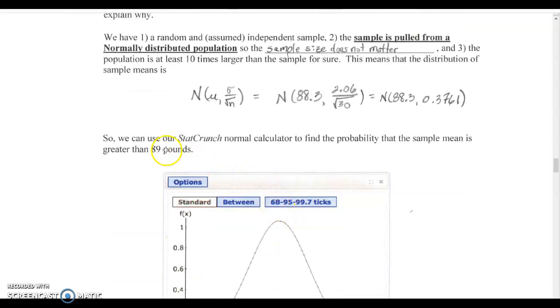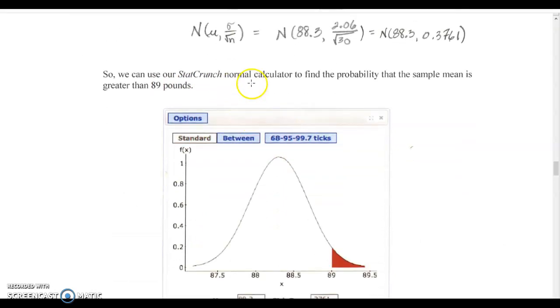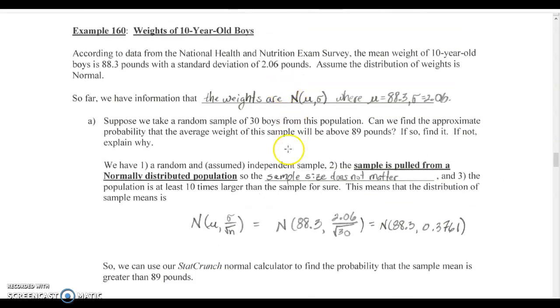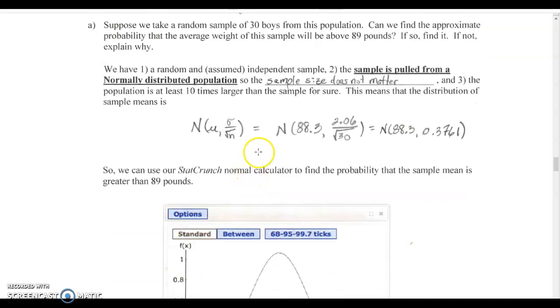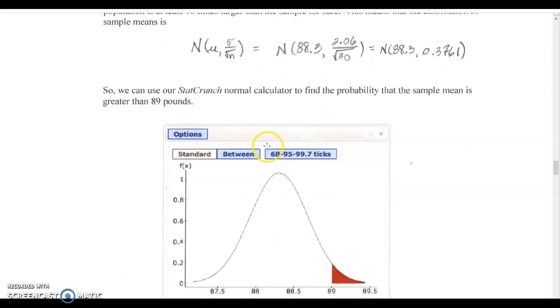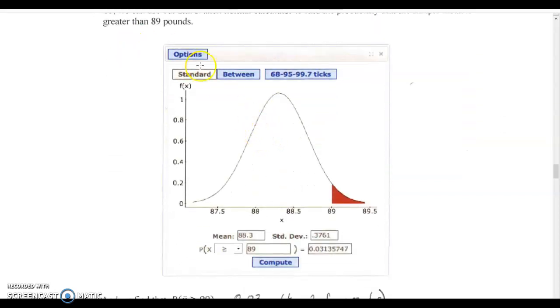So we can go ahead and use our StatCrunch normal calculator because we're saying that it's a normal distribution now, because first of all, it's pulled from a normal distribution, and secondly, it would be approximately normal even if the distribution of the population wasn't normal, because we have the central limit theorem for sample means saying we have an approximately normal distribution. This is going to be exactly a normal distribution because it's pulled from a population that has a normal distribution. So I use our StatCrunch normal calculator.